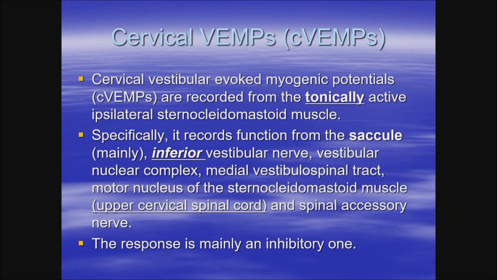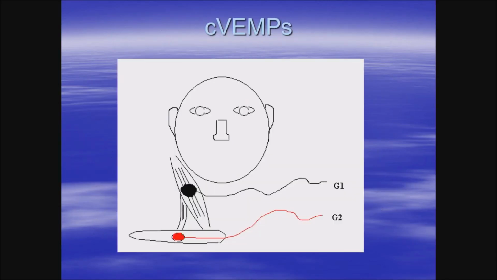And this, the cervical vestibular evoked myogenic potential, is mainly specific to saccular function, from the saccular otolith organ, the inferior vestibular nerve, and related structures in the brainstem. Okay? And this response is an inhibitory one. The setup is very simple. It's a 3-electrode setup where the active electrode is placed usually on the midpoint of the sternocleidomastoid muscle, or a little higher up. The reference on the clavicle, and the ground either on the forehead or on the sternum. Whichever place you prefer, it doesn't matter, as long as it's near the head.